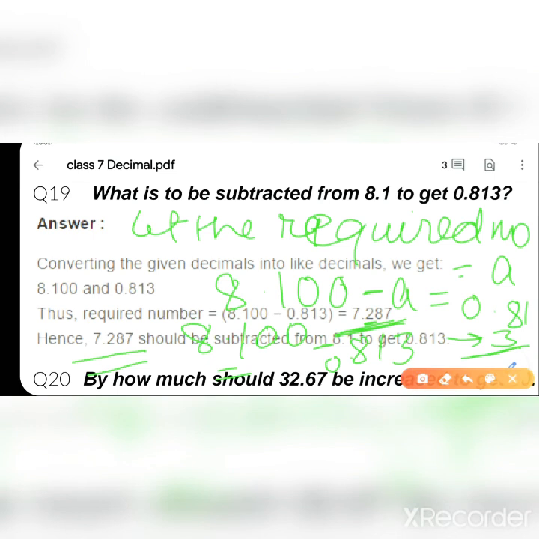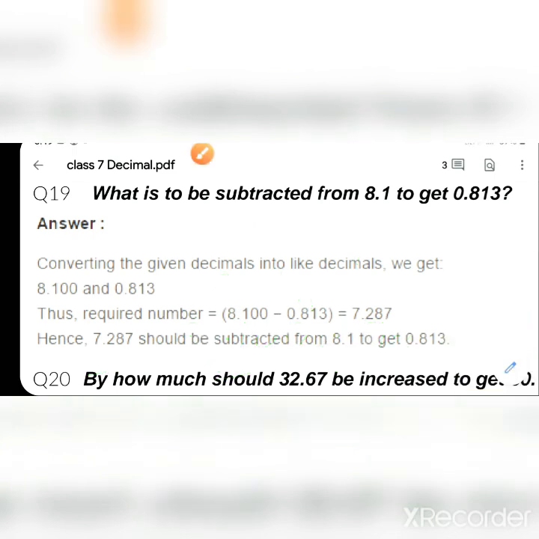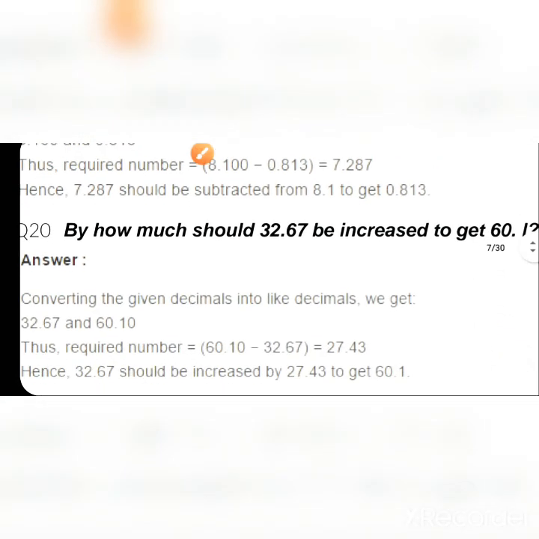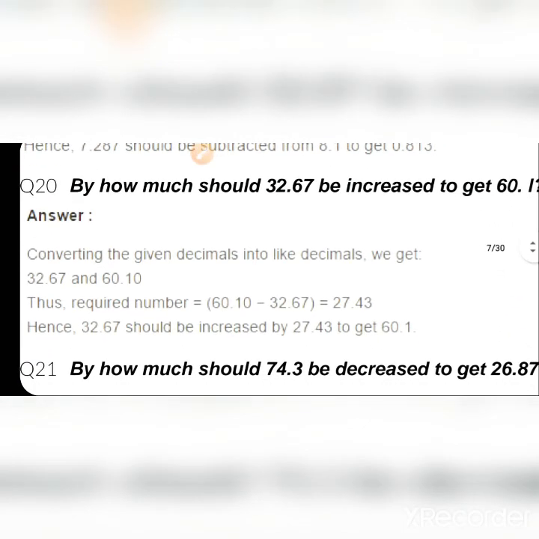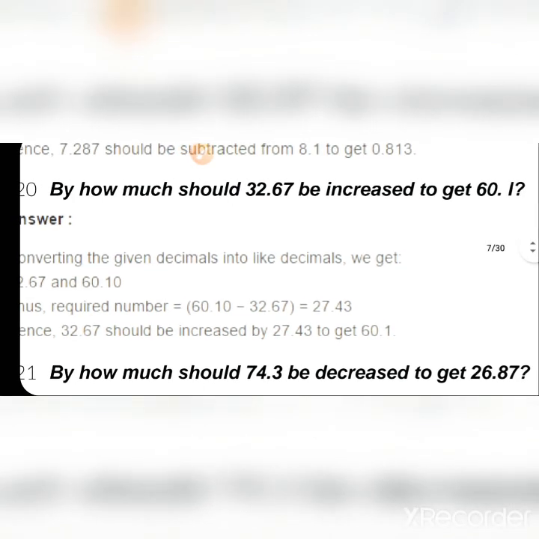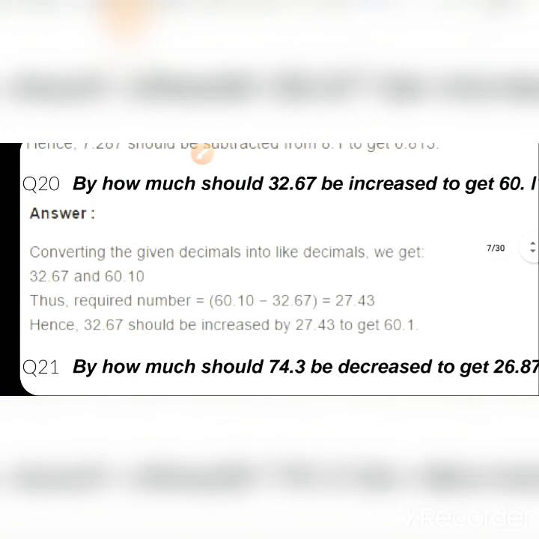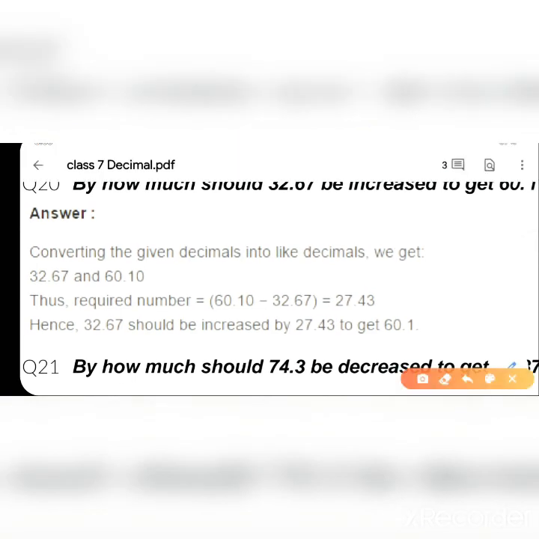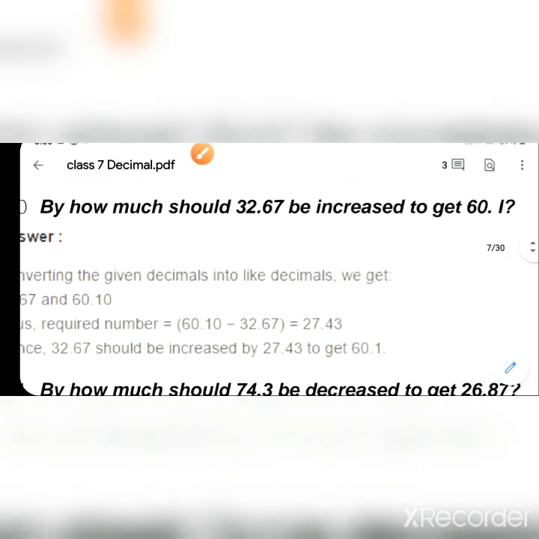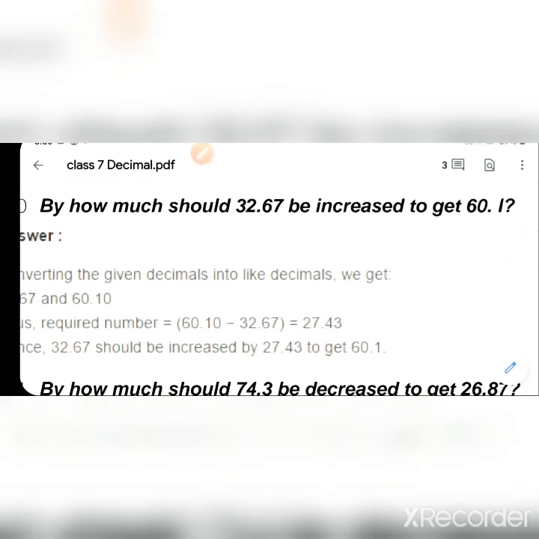Okay, this is also simple. You can do it yourself. Try out. If you don't understand, you can mention it. By how much should 32.67 be increased to get 60.1? So the method by which it has been solved here, by how much should this be increased to get 60.1?